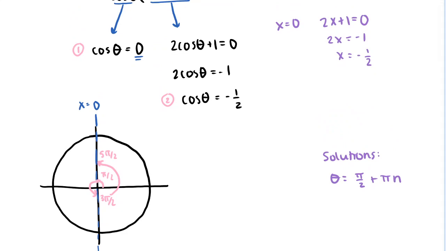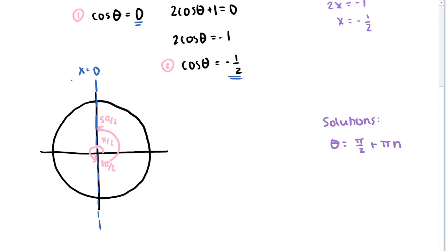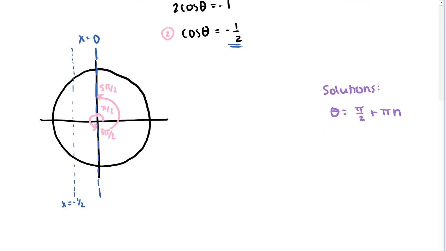But now we have to do the same thing, but with cosine of theta is equal to negative 1/2. Right, negative 1/2, well that's here on the unit circle, right? Here's an x coordinate, an x position of negative 1/2. And we can see that those occur at these 2 points. Any angles that bring us to these 2 points give us solutions to our second equation, which would lead to solutions to our original equation.